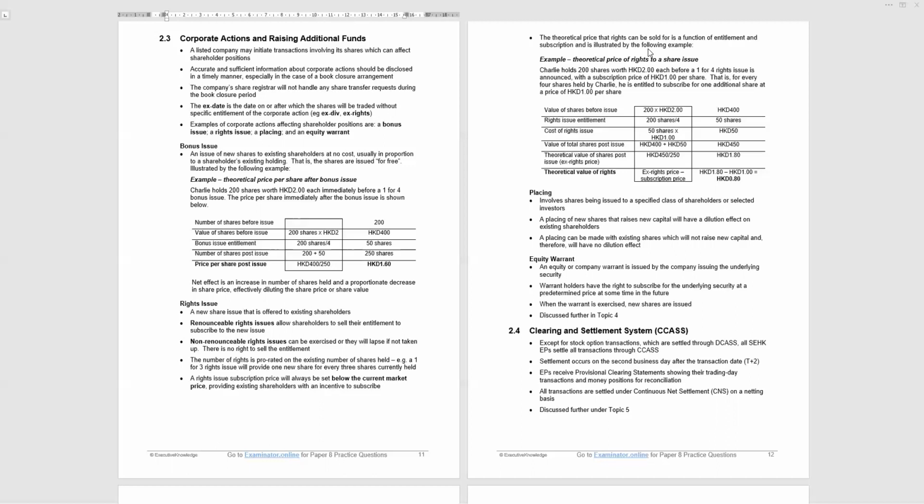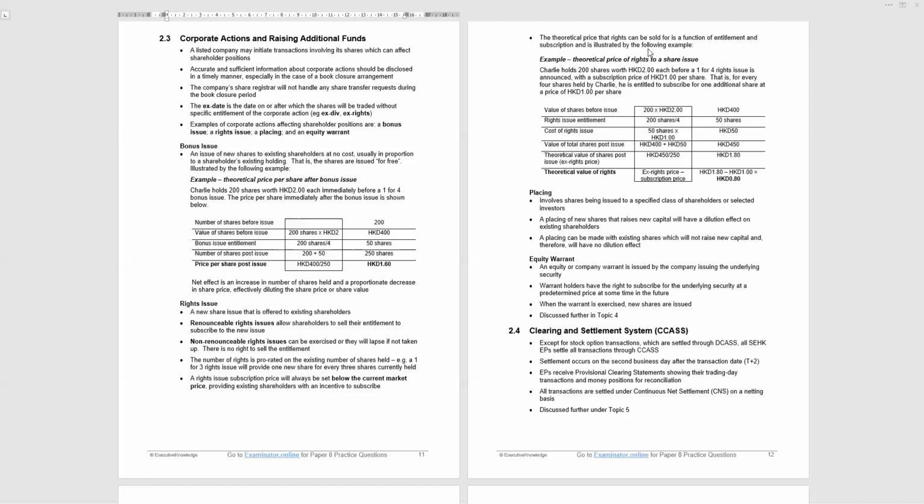Now, the subscription price was $1, so you paid $1 for the extra share, and it is worth $1.80 at the end of the process. So what that means is the theoretical value of the rights is 80 cents, the $1.80, the theoretical price, minus what you paid for the rights subscription, 80 cents.